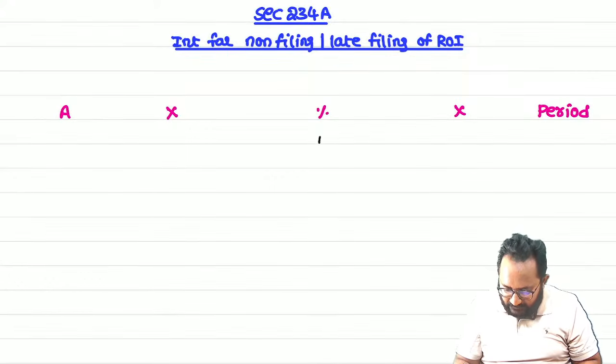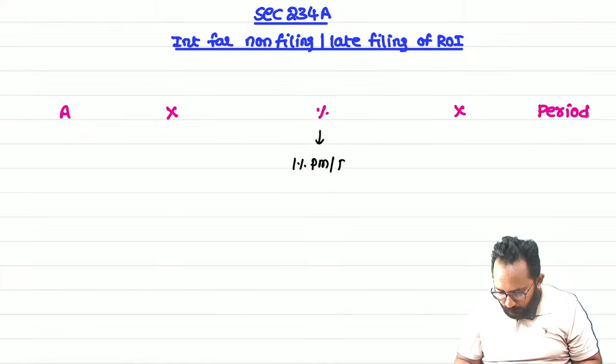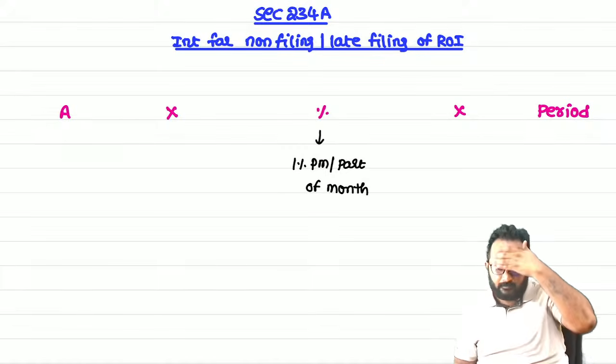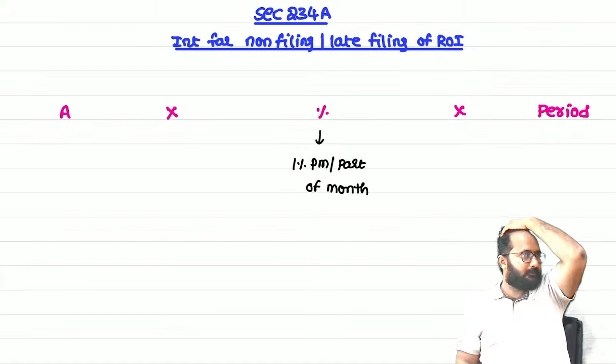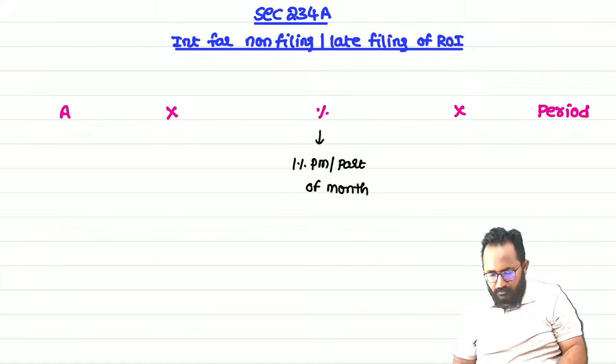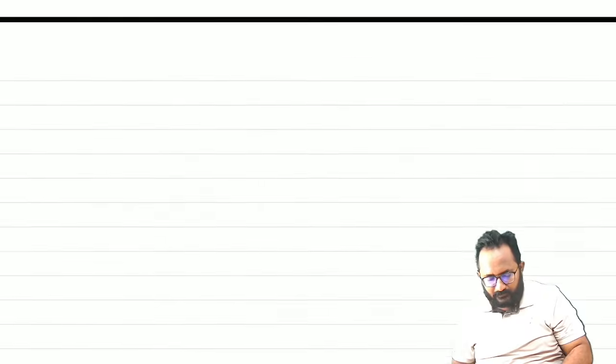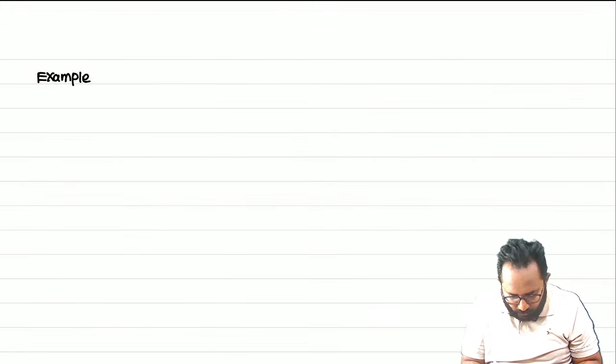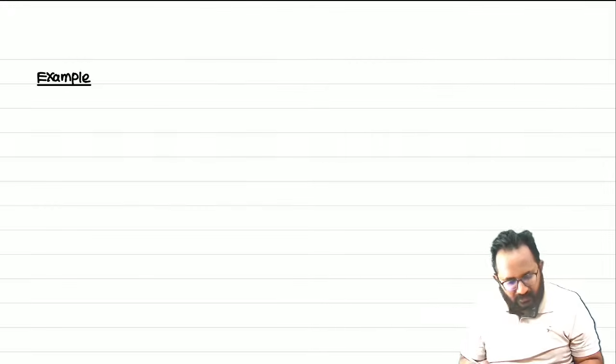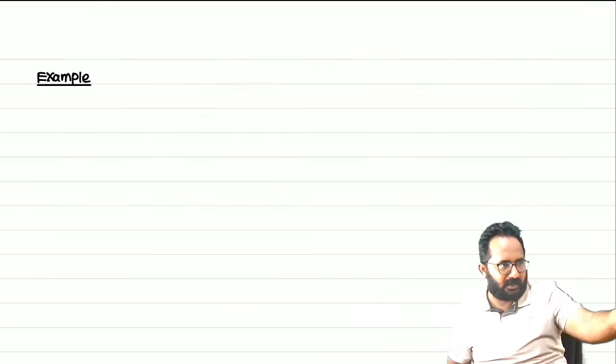What is the interest rate? 1% per month or part of a month. Okay. Generally, I will take an example, and after that I will fill in these variables. One example I will tell you. Based on this example only, you can understand the total concept.